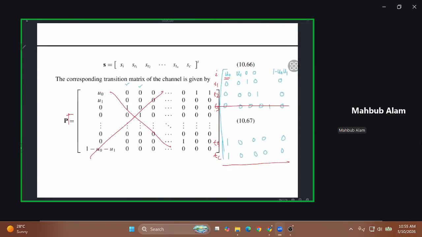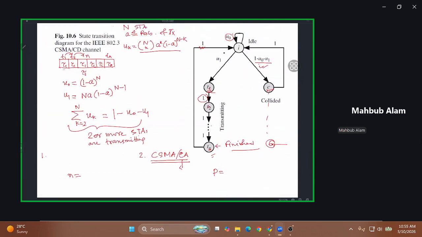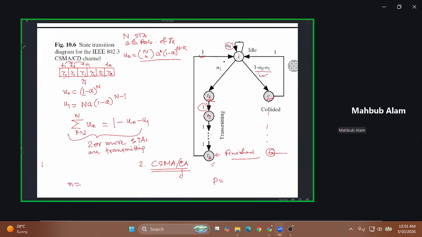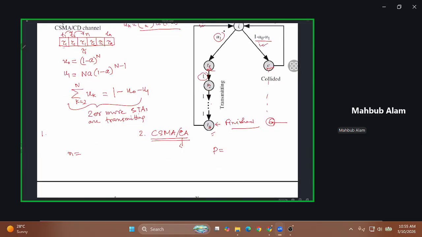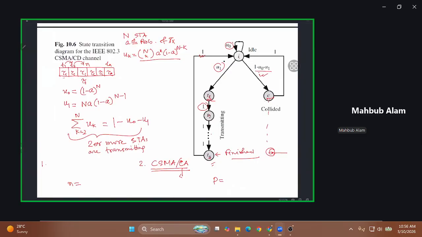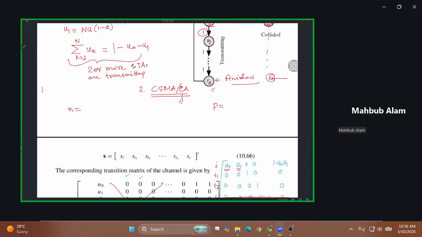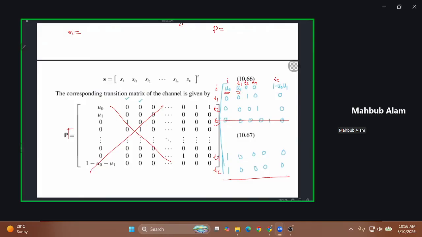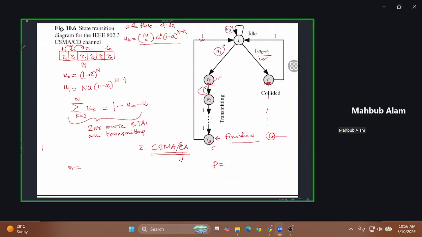Okay, and then if the current state is idle, then the next state will be idle with probability u0. If the current state is idle, next state will be T1 with probability u1. So we have u1 here. If the current state is idle, next state will be a collision state with probability 1 minus u0 minus u1, this one. You can consider this is idle, this is T1, this is T2, this is T3, and this is TC, a collision state.